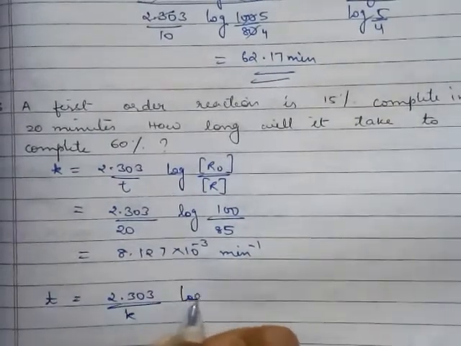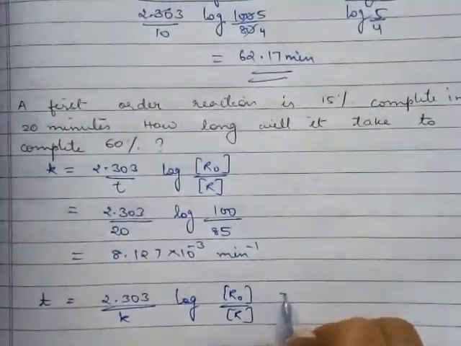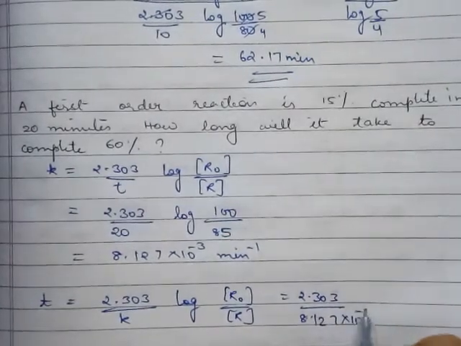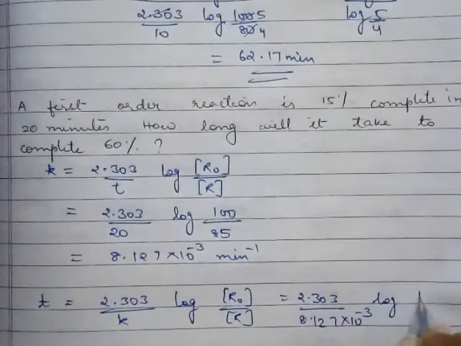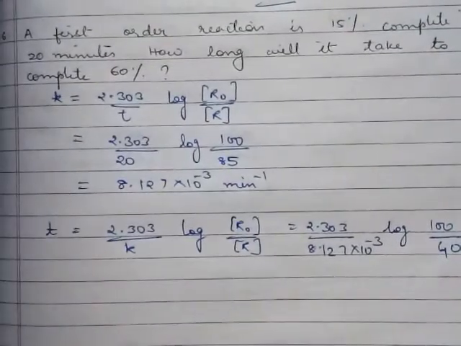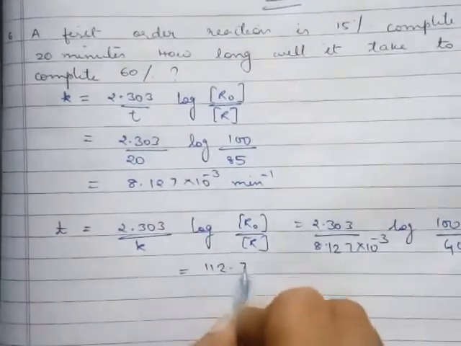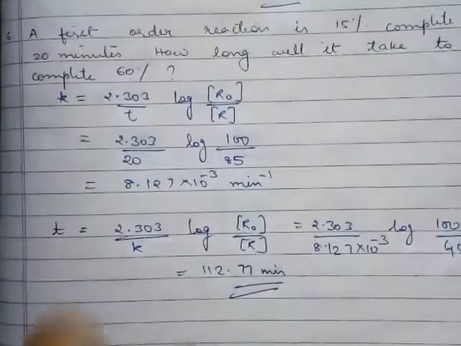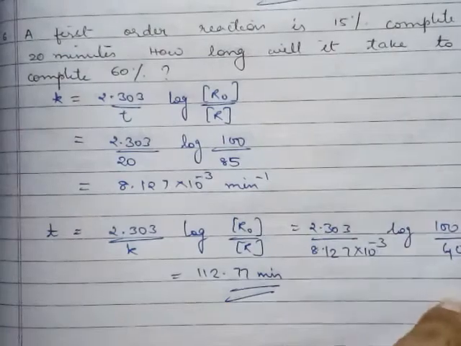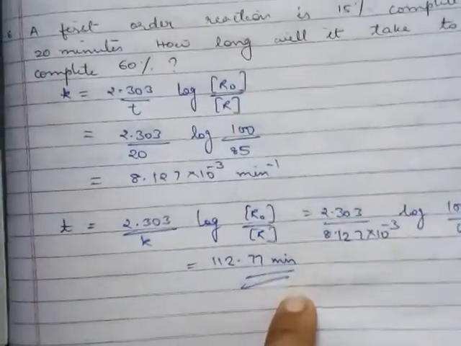k you know, log [R]₀ by [R]. Now here it's 60% complete, so k is 8.127 × 10⁻³ log 100 by 40, remaining 40 है. So when you do this, you will get the answer as 112.77 minutes. So this is the time, but log 100 by 40, you will have to solve this. I hope log a by b से भी हम कर सकते हैं. If you remember, you can get the value of log from the table, substitute and multiply, you will get the answer.